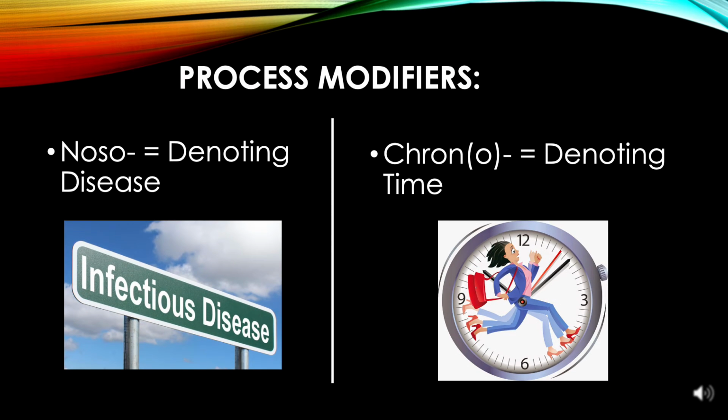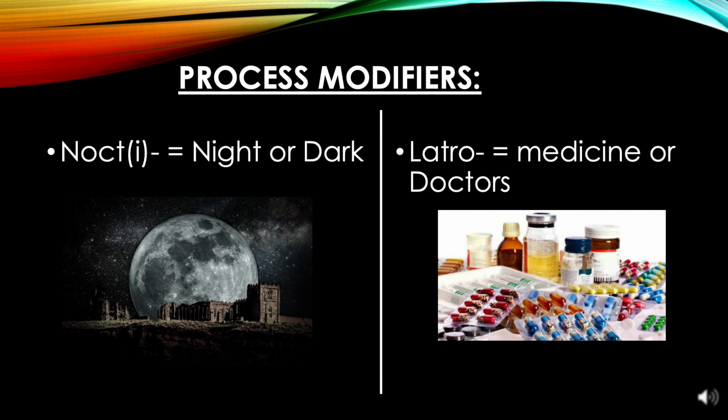Process modifiers examples are noso and chrono. Noso means denoting disease and chrono means denoting time. Next two examples of process modifiers are noct and iatro. Noct means night or dark, and iatro means medicine or doctor.